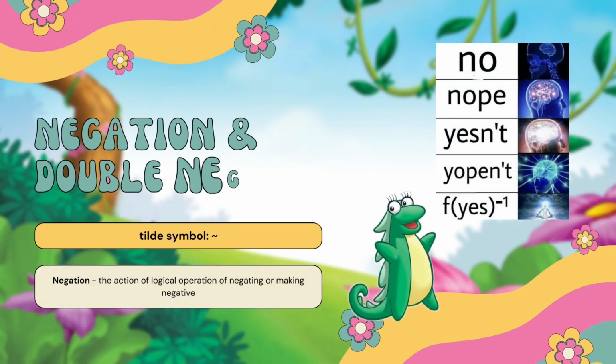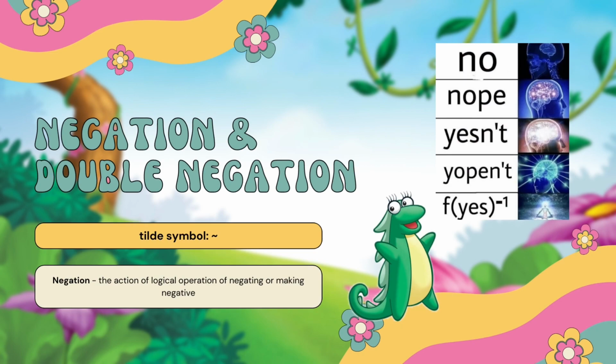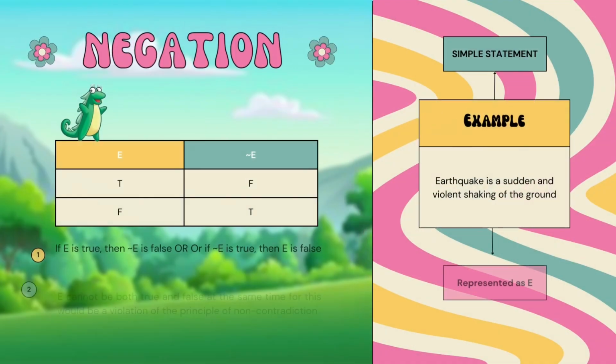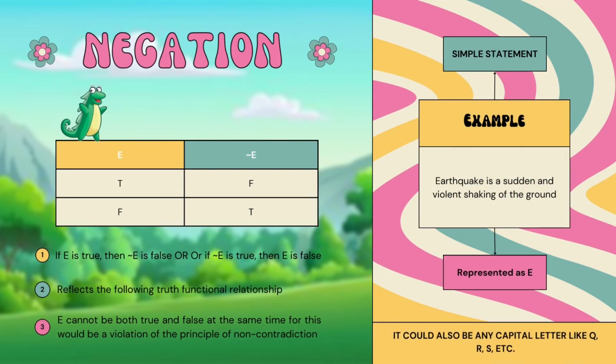Moving on to negation and double negation. Let us represent the truth value of E and its negation as follows. If E is true, then not E is false, or if not E is true, then E is false. The table reflects the following truth functional relationship. E cannot be both true and false at the same time, for this would be a violation of the principle of non-contradiction.